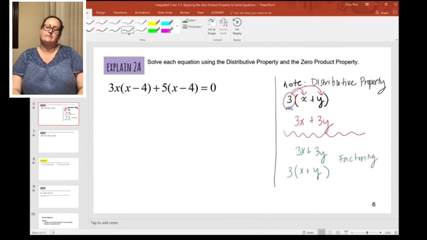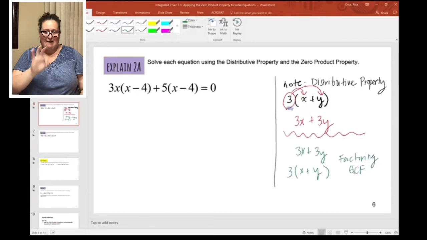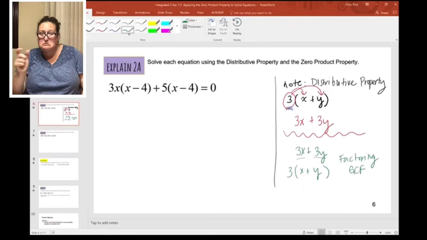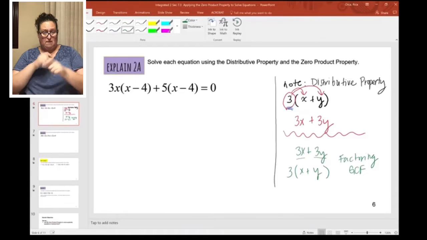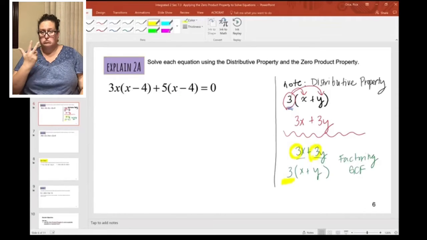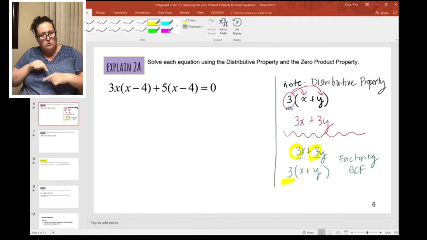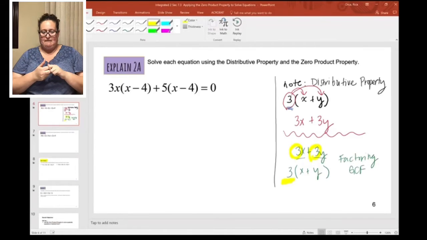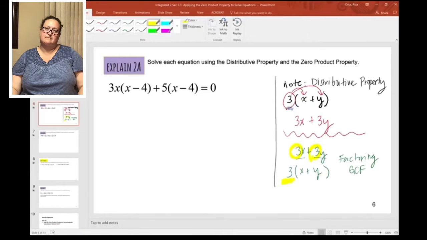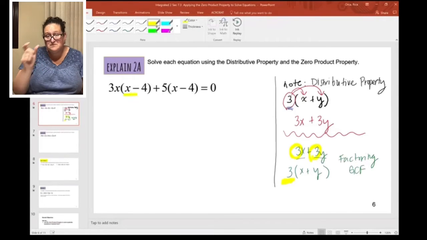We're going to be factoring out the GCF, the greatest common factor. So if you look at each term, notice how each term has a 3. So to work backwards, I would factor out the 3, the greatest common factor. I pulled the 3 aside, which left me with x plus y. Now that we understand how to use the distributive property going backwards, let's go ahead and apply it to our problem. So we have 3x times x minus 4 plus 5 times x minus 4 equals 0. Notice how in each term, they both have an x minus 4.